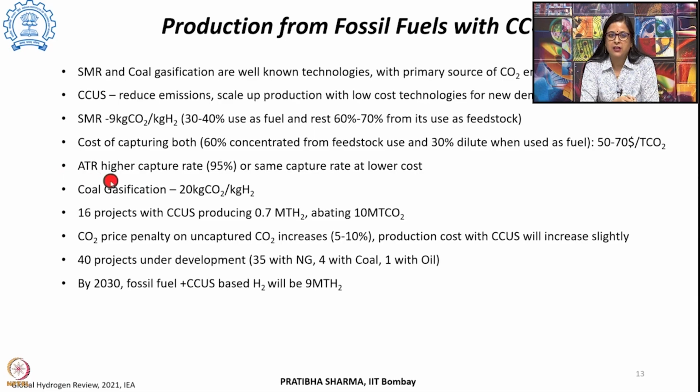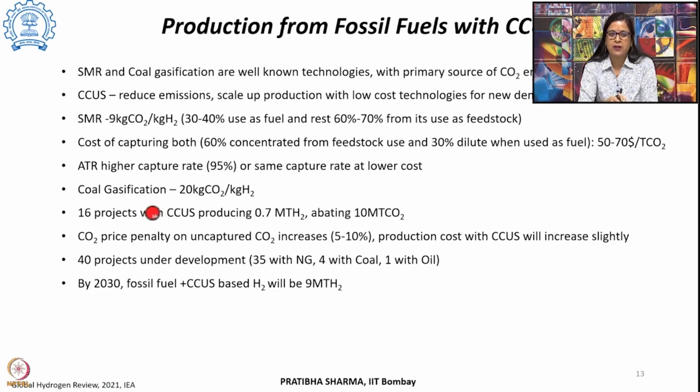Another method which we have seen was autothermal reforming. We can achieve higher capture rate because in autothermal reformer the entire carbon dioxide which is being produced is concentrated, and in the same reactor the fuel is burnt and the product stream is obtained. So, we can get concentrated carbon dioxide. So, if we capture that, we can increase that capture rate from 90% to 95%, or we can have the same capture rate but at a relatively lower cost.